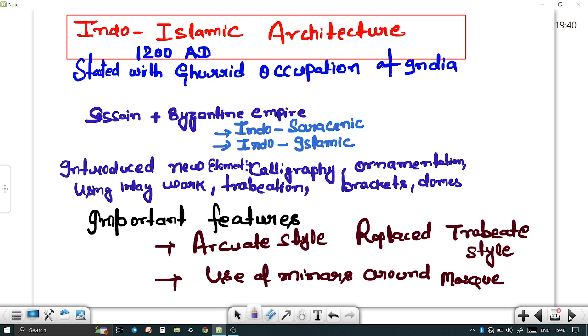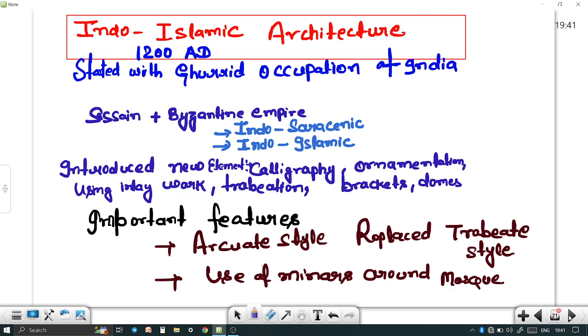They introduced new elements, namely calligraphy, ornamentation, using inlay work, trabeation, brackets, domes, etc. And the important feature of this Indo-Islamic architecture is arcuate style of architecture replaced the traditional trabeate style of the architecture. And this introduced the use of the minarets around the mosque.